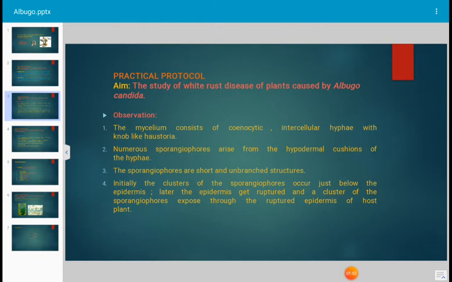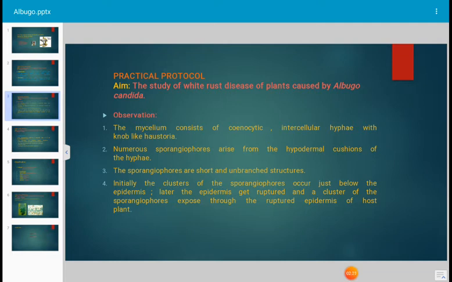You can see the mycelium. Mycelium is coenocytic, that means non-septate mycelium. You can see the intercellular hyphae, which means the hyphae present between the host cells. These intercellular hyphae produce small knob-like structures known as haustoria, and the haustoria are inserted into the host tissue for absorption of the food material.